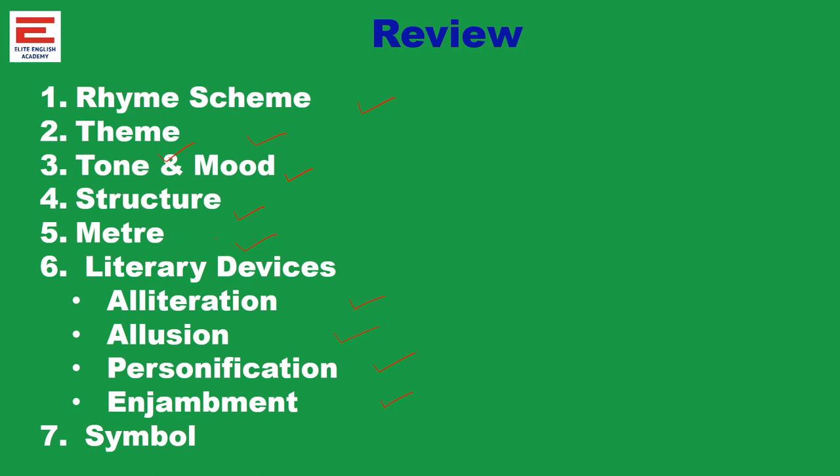Enjambment, how to identify enjambment? A poem is normally divided into stanzas. So when one stanza does not end, but the idea or the end sentence flows into another stanza, that can be called enjambment. Then symbol. The entire poem is the symbolic representation of life after death. Right, dear friends, I hope you are familiar with all the themes as well as the poetic devices of this poem.